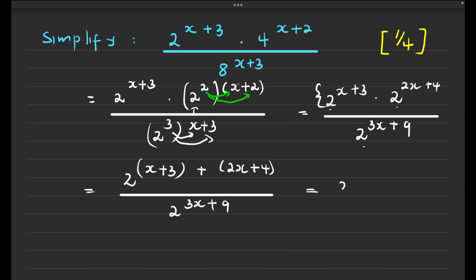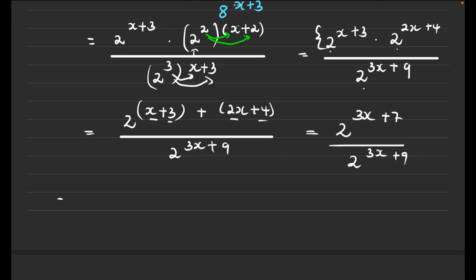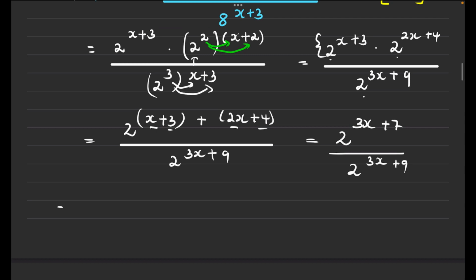So this is equal to 2 to the power what? Now x plus 2x, that is 3x, and then 3 plus 4, that is 7, plus 7, divided by 2 to the power 3x plus 9. Okay, fine. So now I am at a position where I can do the quotient rule.